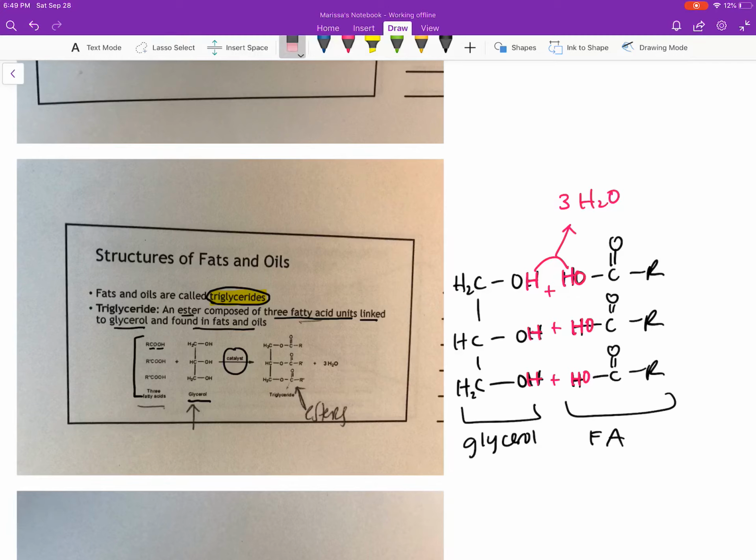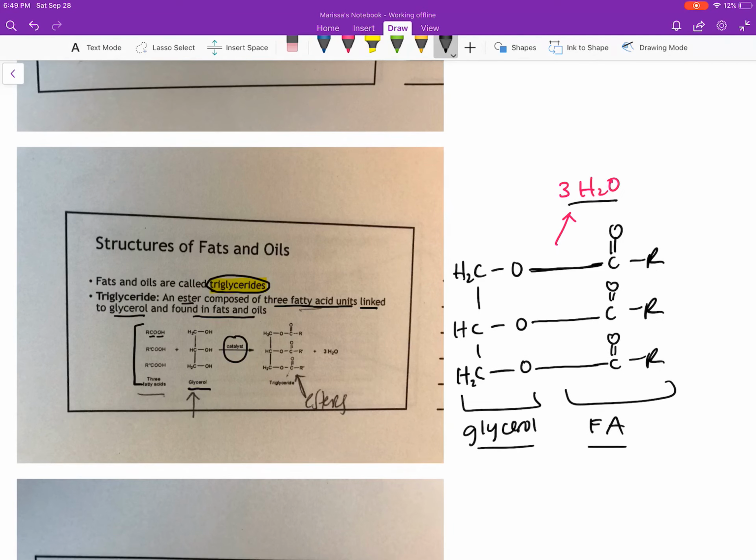So I want y'all to look up at the board. When these go away, we have a new carbon-oxygen bond that forms. Okay, so I believe Sapling homework is going to ask you to draw this, and this is kind of what it wants you to do. It's going to give you the glycerol, it's going to give you the fatty acids, and it wants you to remove the water, which is a hydrogen from one and the OH from the other, and then connect them. Okay, and this now is no longer glycerol or a fatty acid, but it's called a triglyceride. Okay, tri meaning 3.